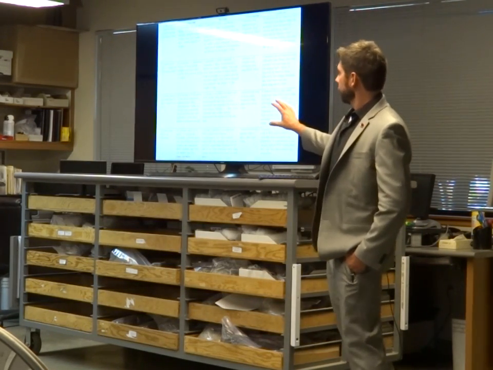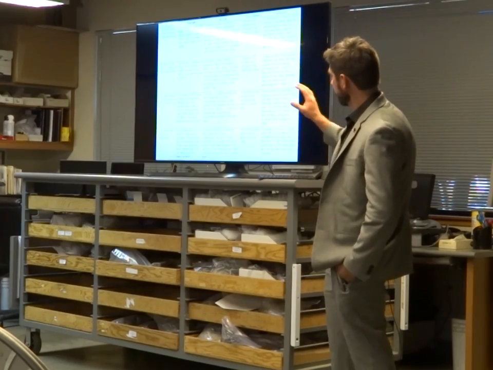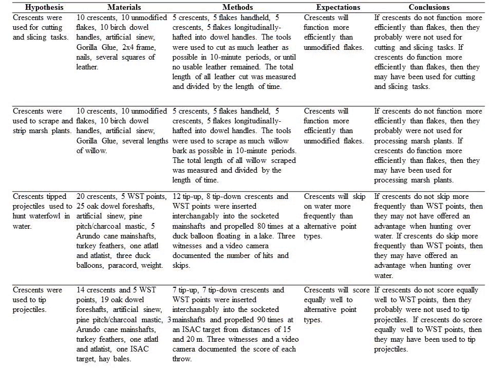So there's a lot of text here, but the main thing to take away is that if crescents were used for cutting and slicing tasks, then I expect them to function more efficiently than unmodified flakes. If they don't, then they may not have been used for cutting and slicing. If they do, then they may have been. If crescents were used to scrape and strip marsh plants, then I expect them to function more efficiently than unmodified flakes. If they do, then they may have been used to process marsh plants, and if they don't, then they may not have been.